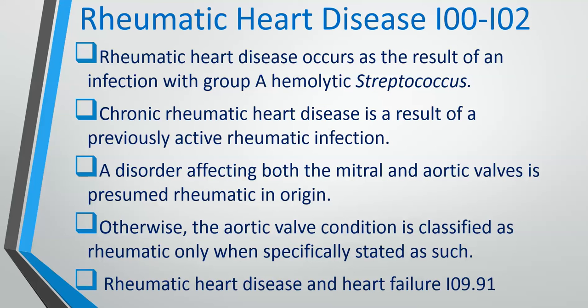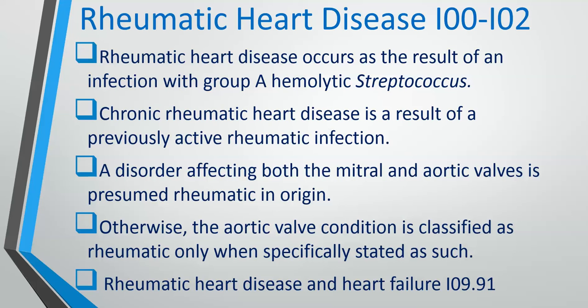The combination code presumes both to be rheumatic because the stenosis is presumed to be rheumatic. A disorder affecting both the mitral and aortic valves, I08.0, is also presumed to be rheumatic in origin. Otherwise, the aortic valve condition is classified as rheumatic only when specifically stated as such. So if you have an aortic valve condition, just remember it has to be specified as rheumatic in nature in order for it to be picked up as such.